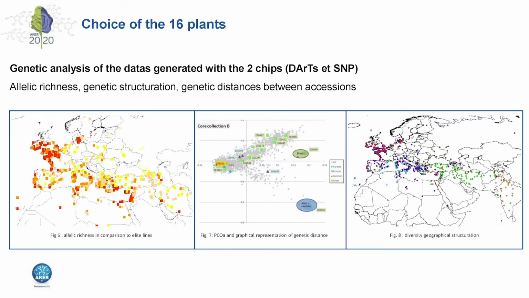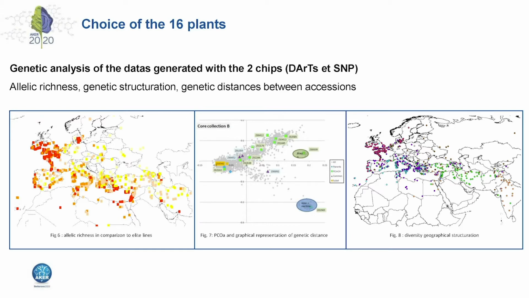Here are the results of the diversity analysis of the 3,000 accessions. On the first figure, the geographical distribution of the allelic wealth. As you can see, a lot of the allelic richness is distributed everywhere, not only around the center of diversity. There are many hotspots, particularly on the French and English Atlantic coasts and around the Mediterranean.